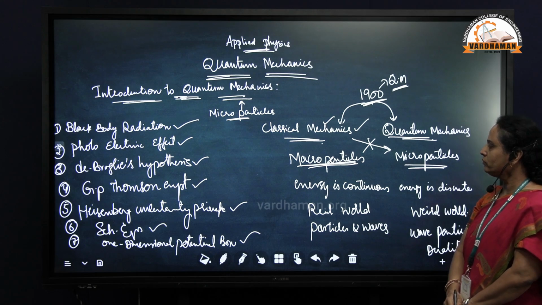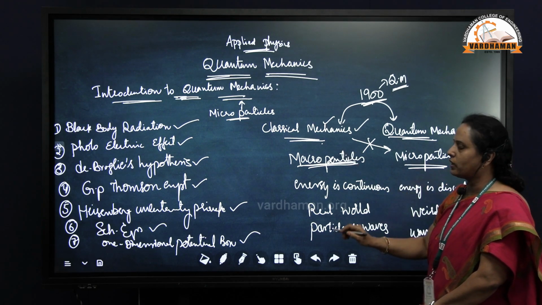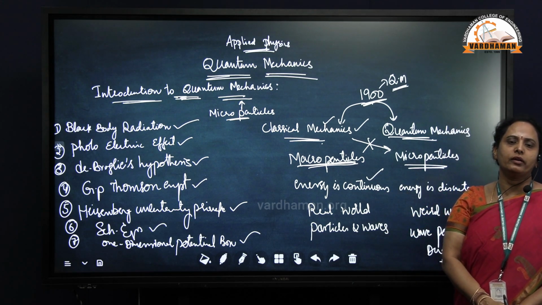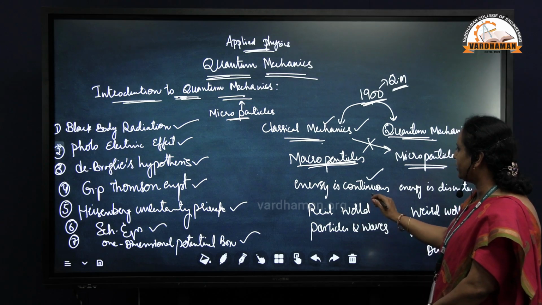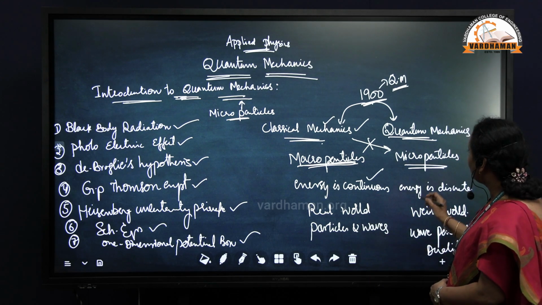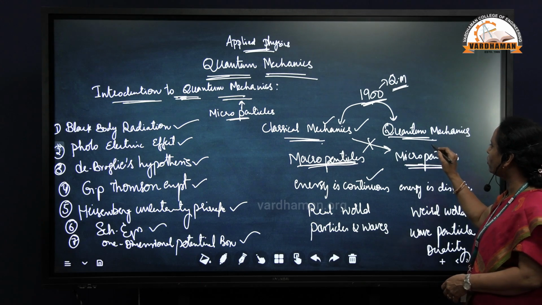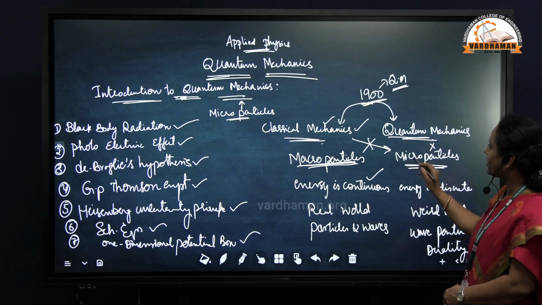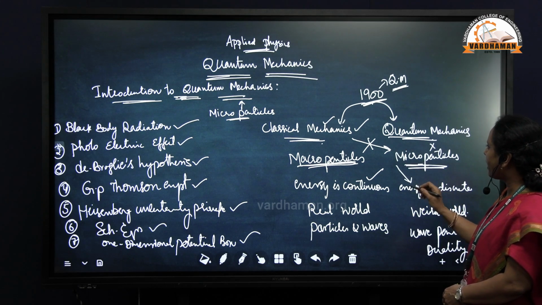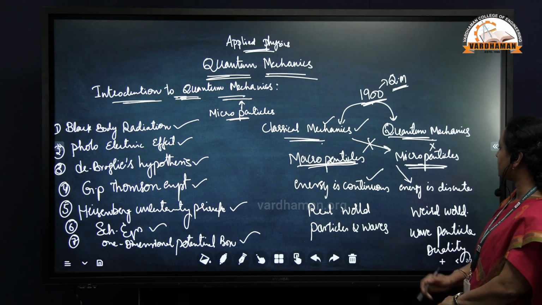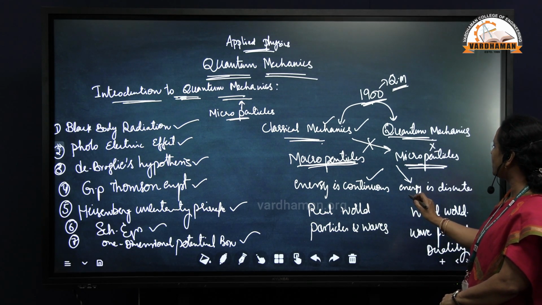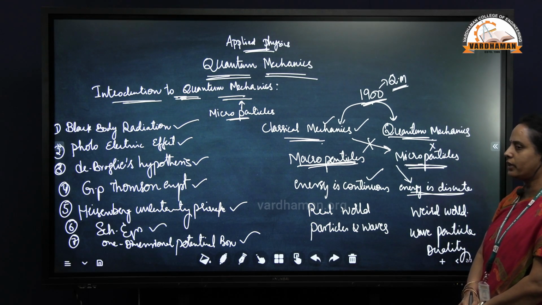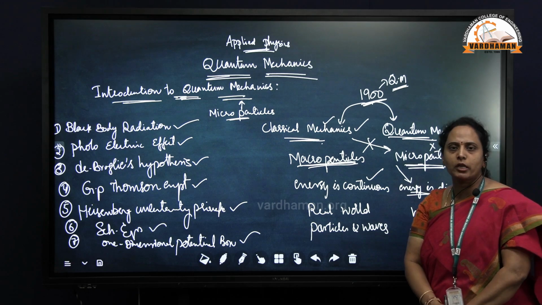Why is it so? Because classical mechanics says that energy is continuously released whenever particles are moving. But when it comes to microparticles, this is not true. The energy is not released continuously. That is the reason classical mechanics failed here. Later, quantum mechanics explained that energy is not released continuously, but rather discrete energy is released by these tiny particles. Tiny particles in the sense of atomic and subatomic particles.